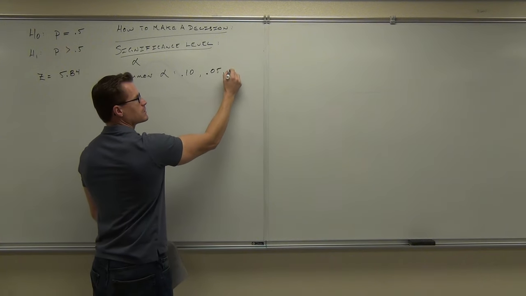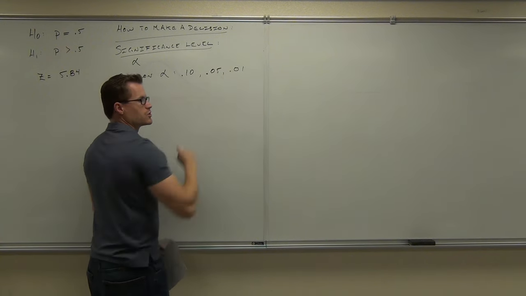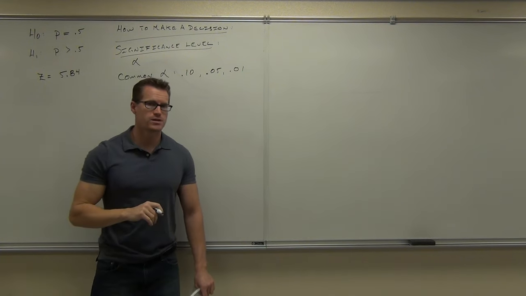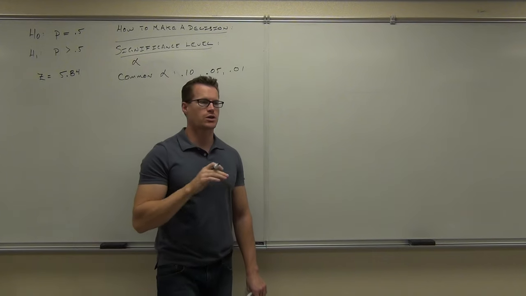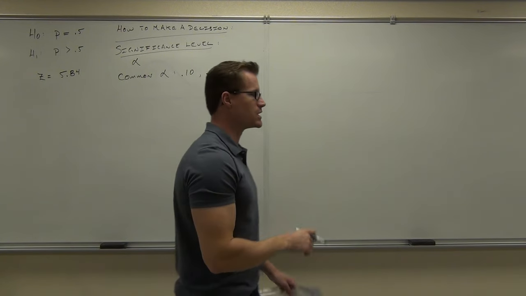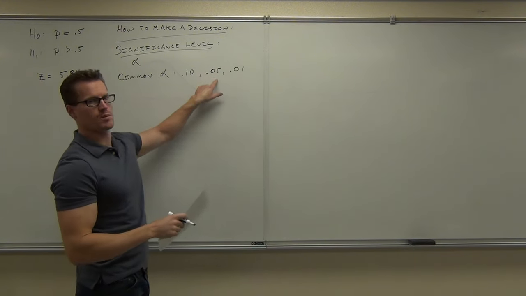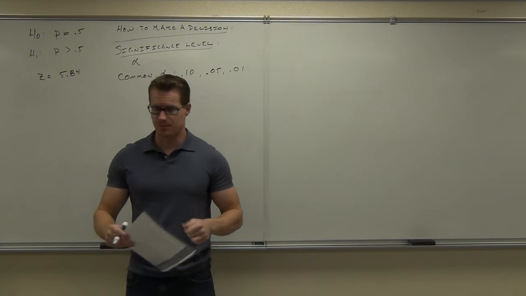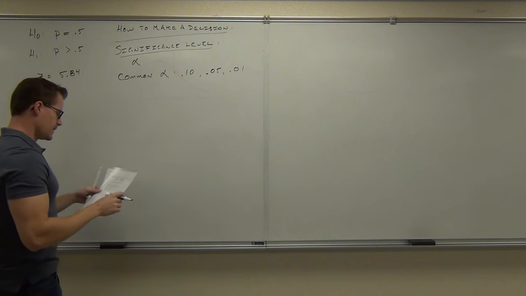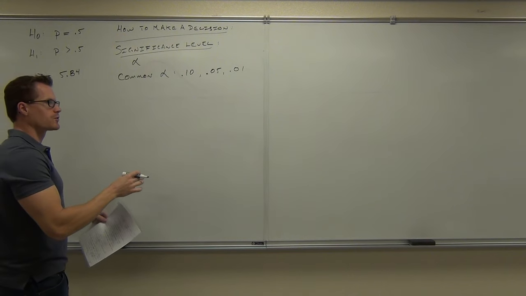And what was the last one? 0.01. Now, do they have to be 0.1, 0.05, or 0.01? No, they could be anything you want. These are going to be the most common ones, though. Those are typically what you see. This one is by far the most common that you have. You usually deal with a 5% significance level. Usually.